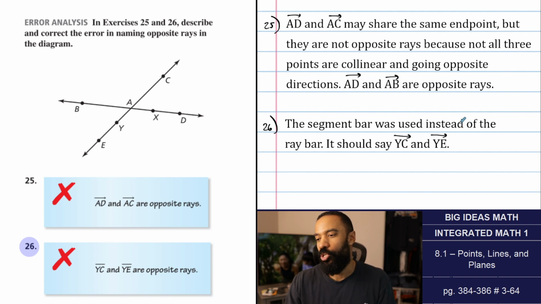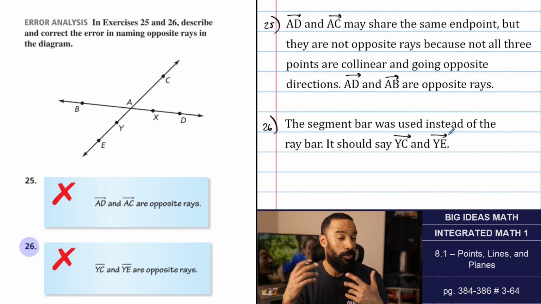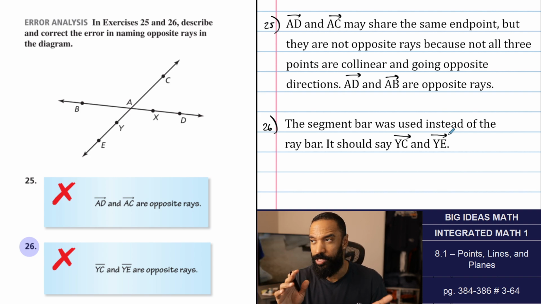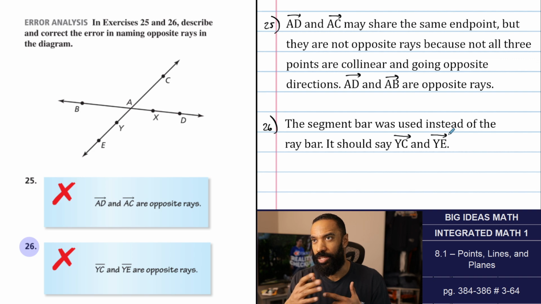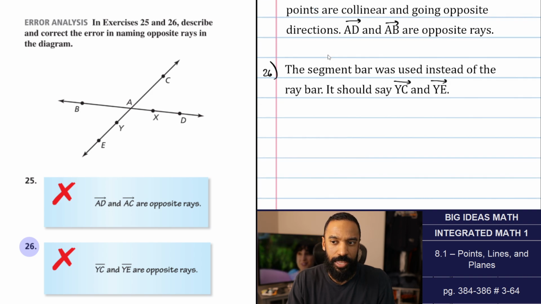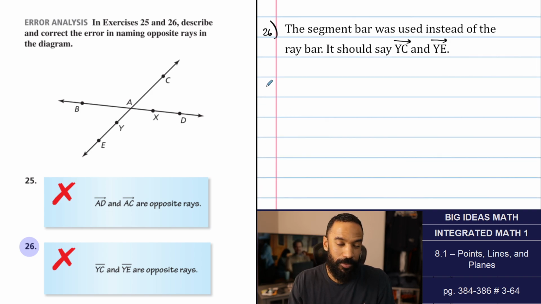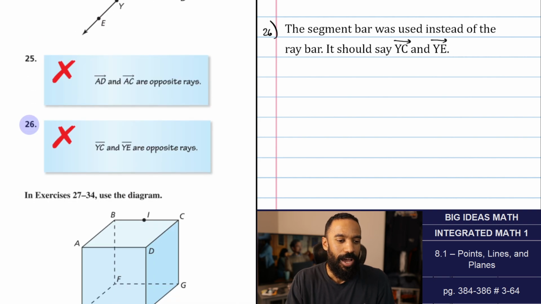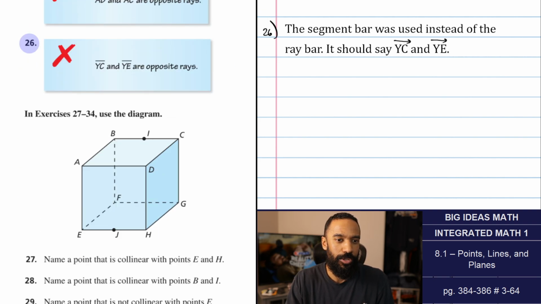I'm surprised they didn't do one where they made the ray bar go the other way. That would have been a classic case of doing something where the endpoint was the last letter instead of the first one. You know, those are probably more common mistakes. I don't think people are going to see things that are not opposite rays and call them opposite rays as much. All right, numbers 27 to 34, use the diagram.